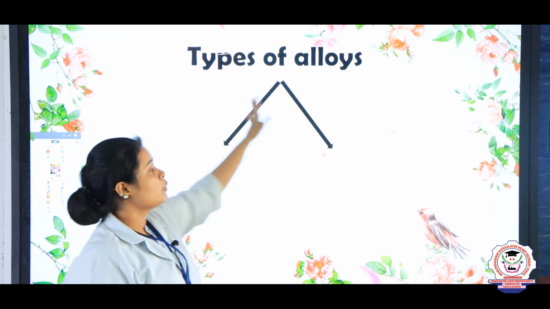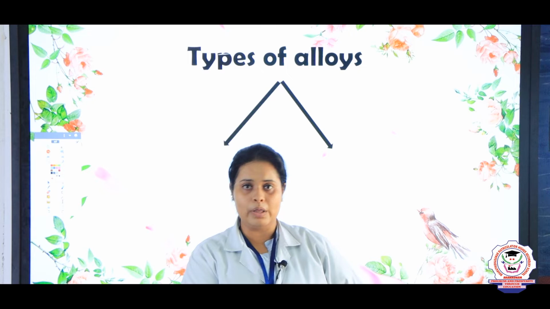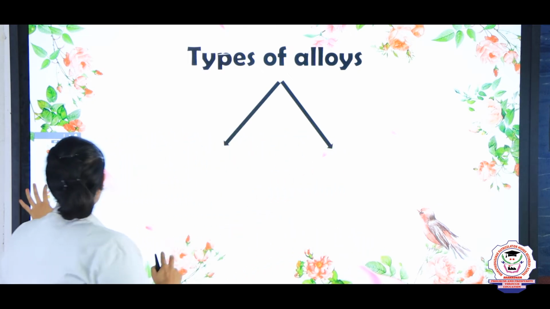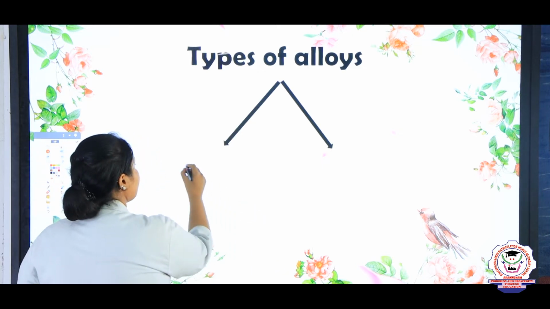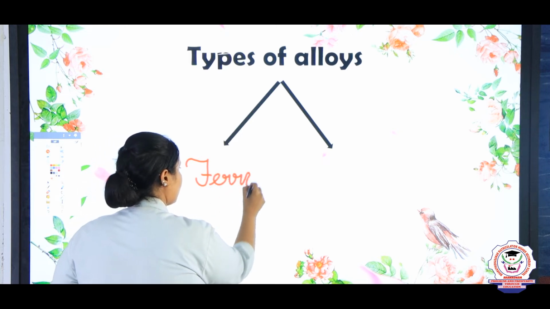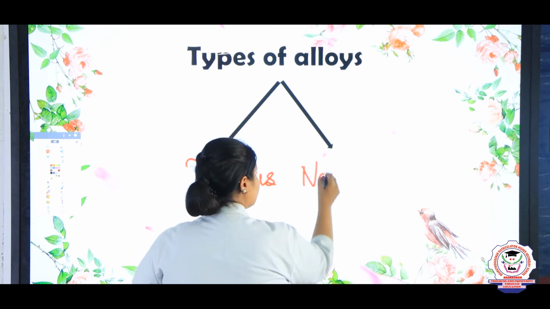Same way there are 2 other types of alloys also. See, we are just talking about alloys, right? So we should know what are the types of alloys. So children, there are mainly only 2 types of alloy. One is the ferrous and another type is non-ferrous.